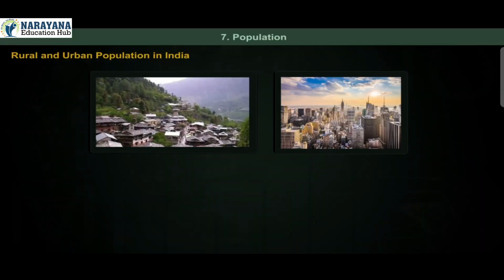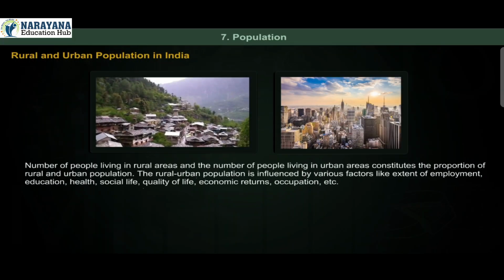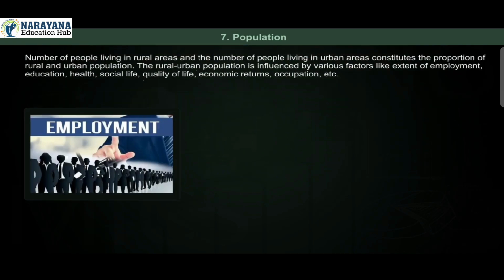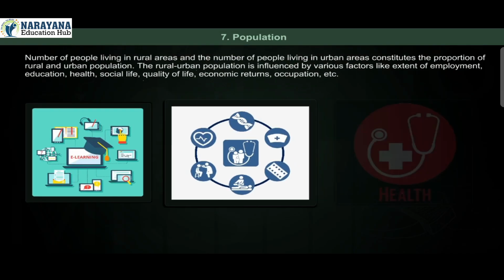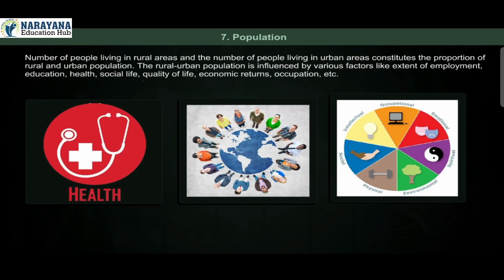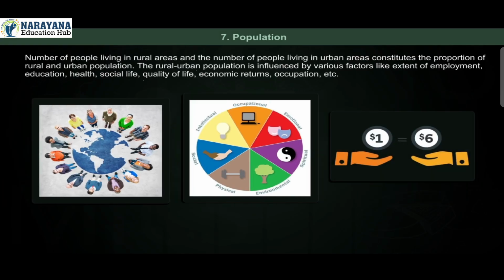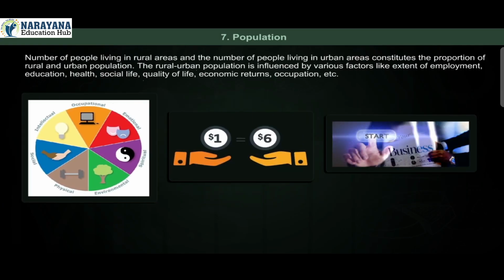Rural and urban population in India. The number of people living in rural areas and the number of people living in urban areas constitutes the proportion of rural and urban population. The rural-urban population is influenced by various factors like extent of employment, education, health, social life, quality of life, economic returns, occupation, etc.